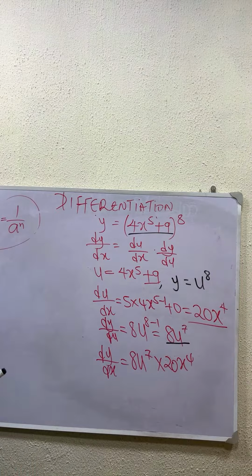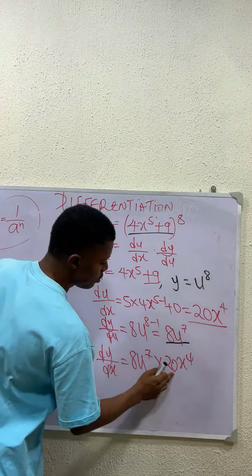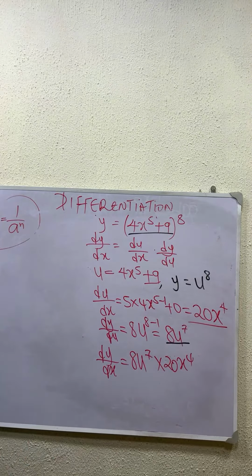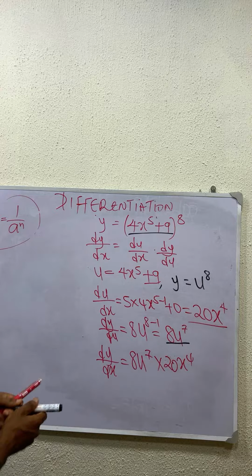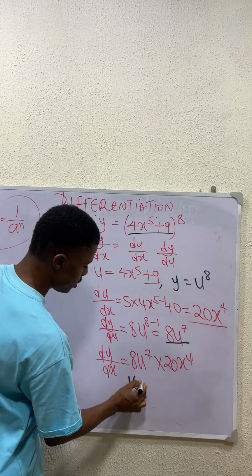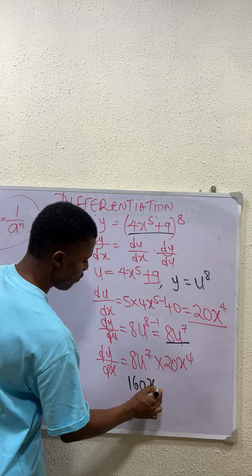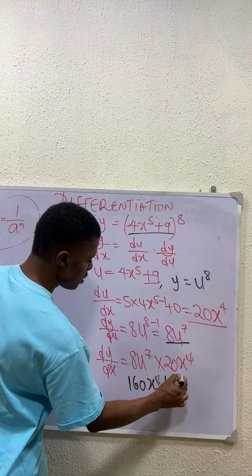Okay? So what do we have? First of all, 8 times 20 is what? If you are following, what is 8 times 20? 160, correct. So you have it as 160x power 4, then u power 7.